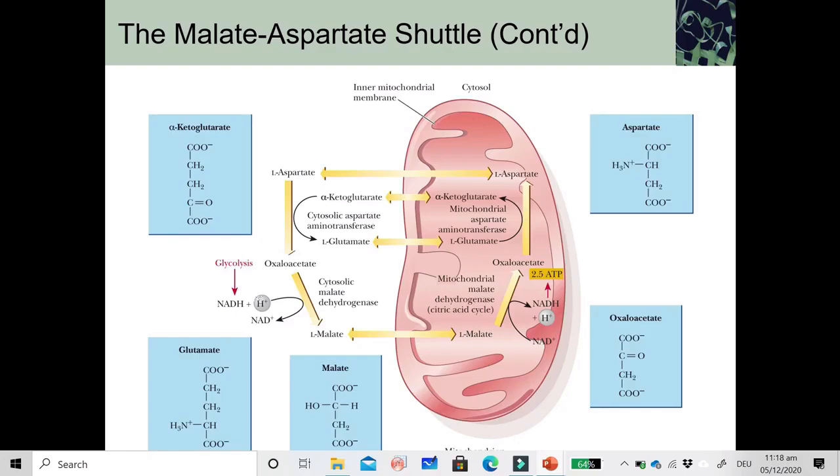Okay, so why is it that certain substances can be transported across the inner mitochondrial membrane and others are not? Because these substances have transporter proteins.